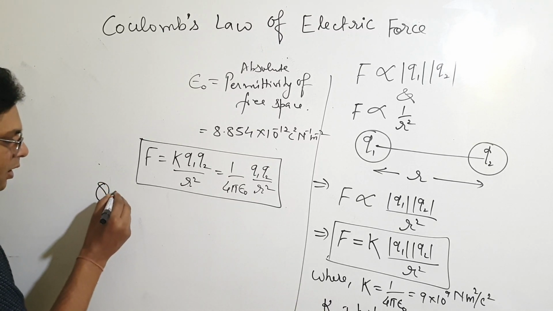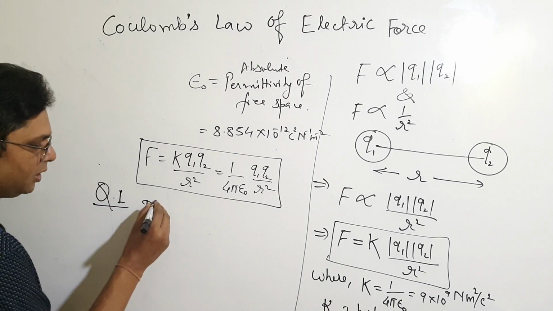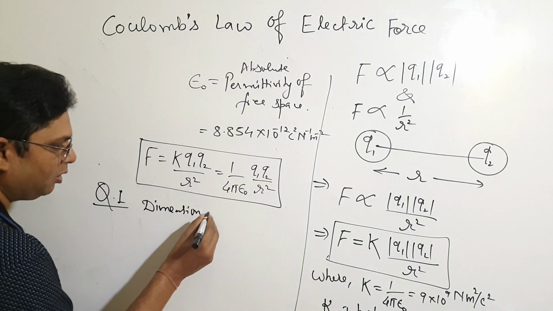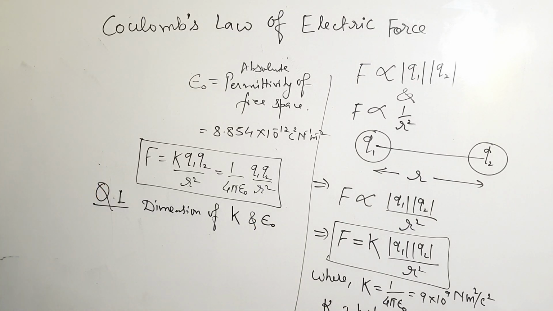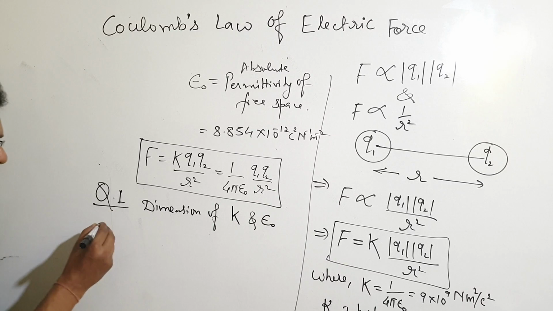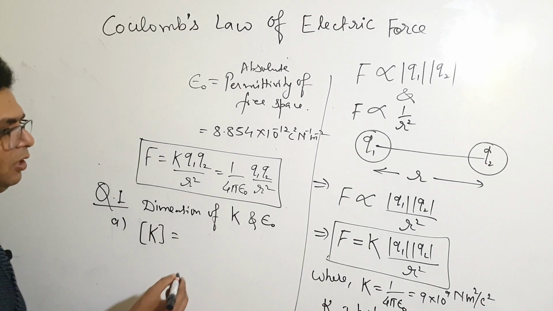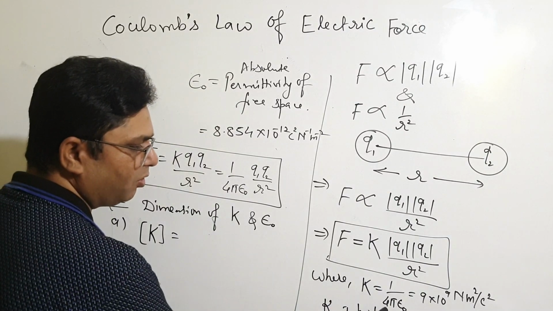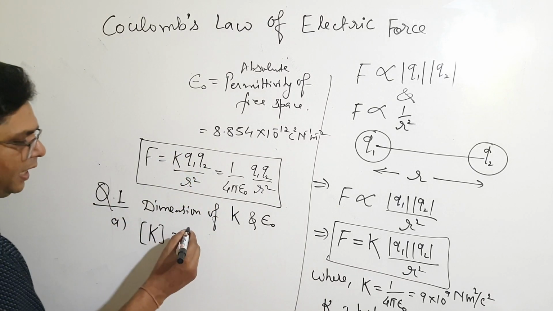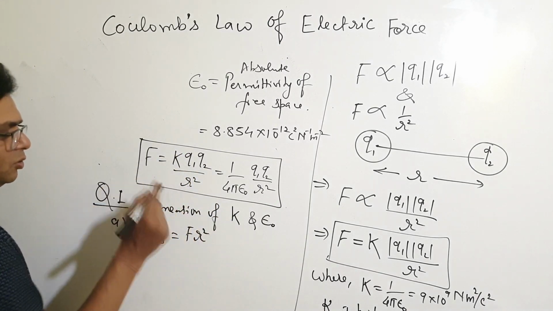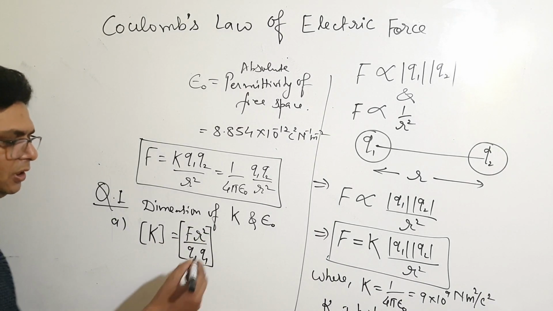Question number first, which is many times asked in the examination: what is the dimension of K and epsilon naught? You have to find the dimension of K and epsilon naught. So part A, dimension of K. The value of K is 1 by 4 pi epsilon naught, and in this formula the value of K comes to be F R square upon Q1 Q2. Give a square bracket for dimension.